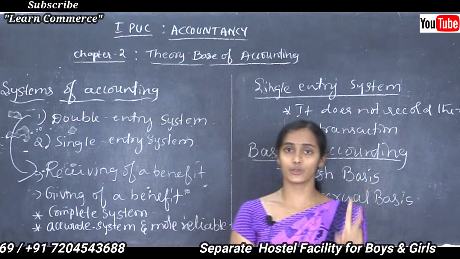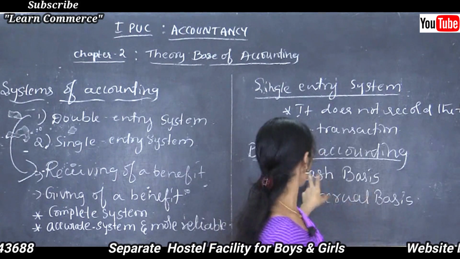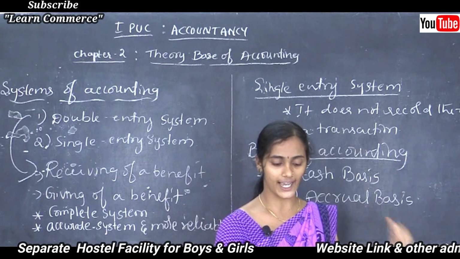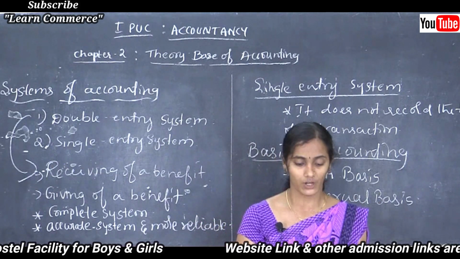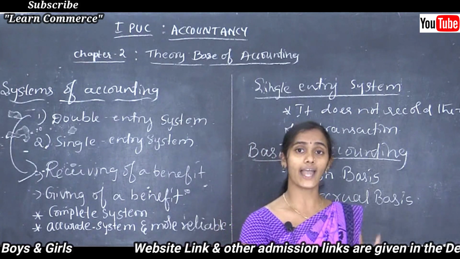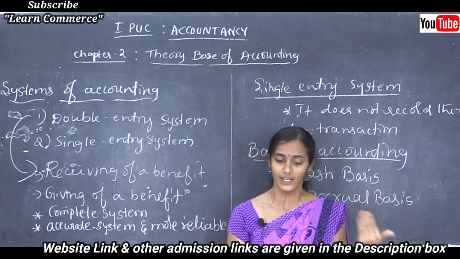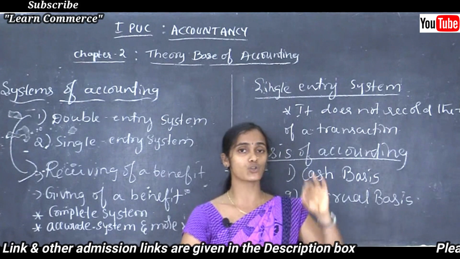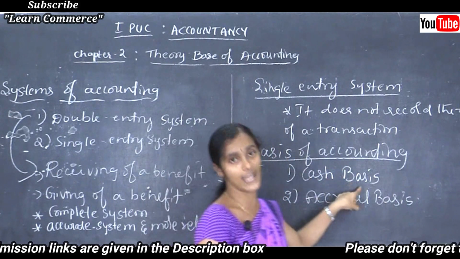See, there are two broad categories of accounting. They are cash basis and accrual basis. Under the cash basis, entries in the books of account are made when cash is paid or received, and not when the receipt or payment is due. Means only cash transactions are recorded in the books of account under cash basis.